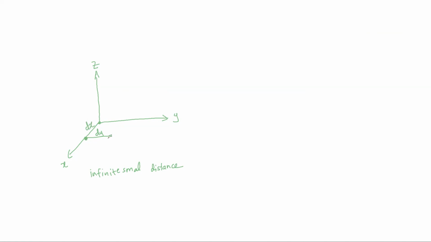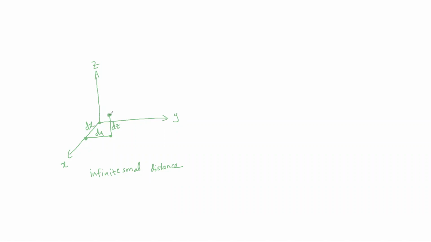Very small distance along the y-axis we define as dy. And then we have to go a very small distance along the z axis, so we go dz along the z axis. The z axis is perpendicular to both the x and y plane. Therefore, we need to draw it vertically upwards.